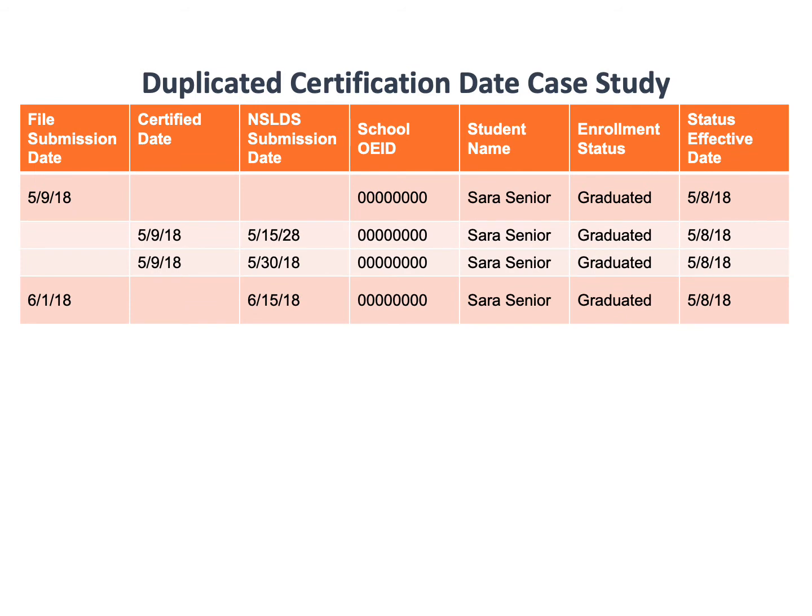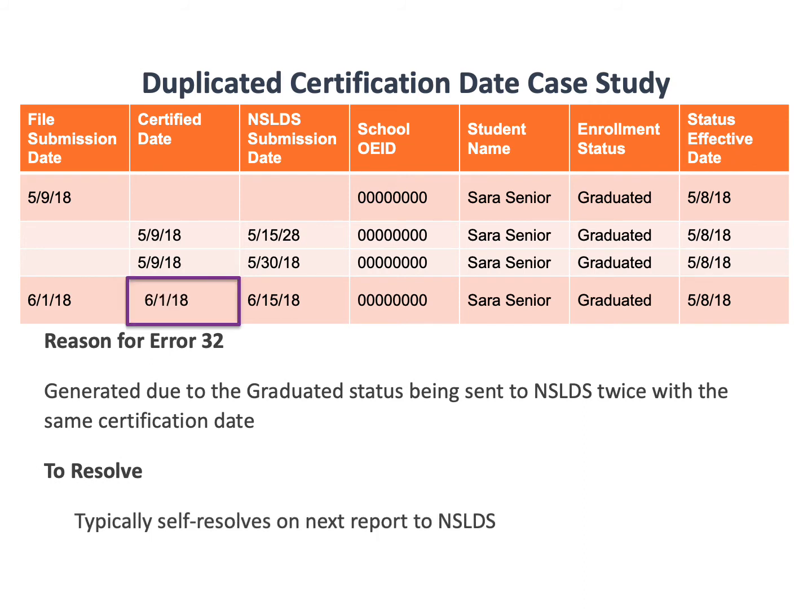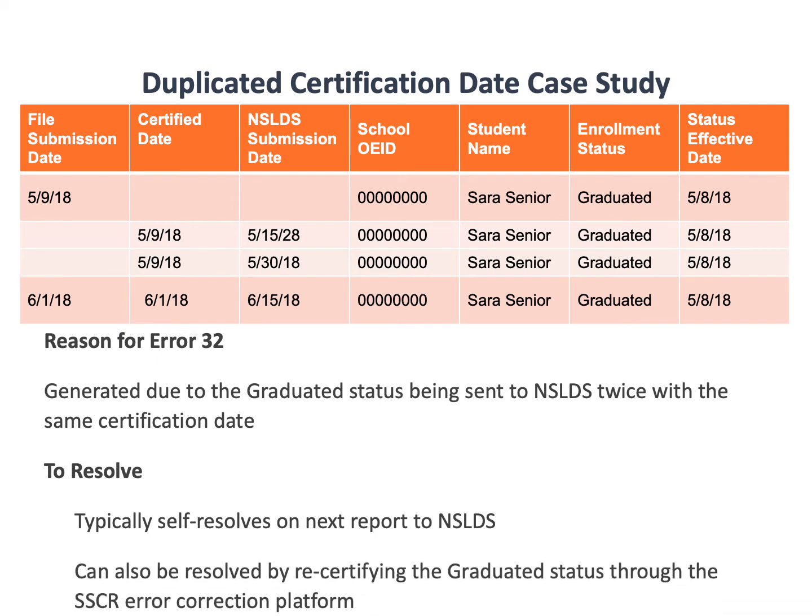So why was the error code 32 returned? NSLDS will not accept a duplicated record without a different certification date. In the case of this student, the graduation status was sent to NSLDS twice with the same certification date. The error in this scenario is typically self-resolving on the next report to NSLDS as long as there was a new enrollment file processed. You can also recertify the record through the SSCR error report by submitting the record as is. This will assign it a new certification date, which should resolve the error.